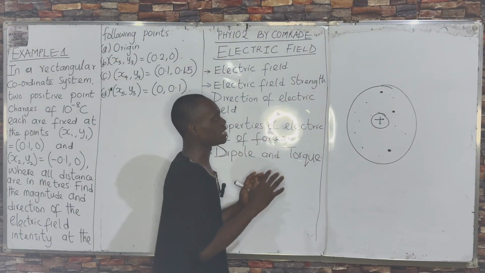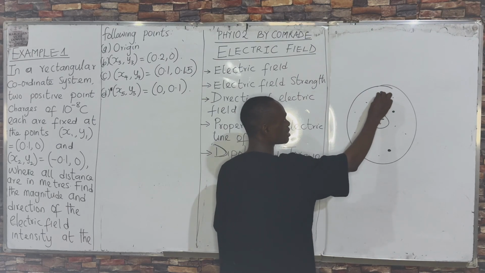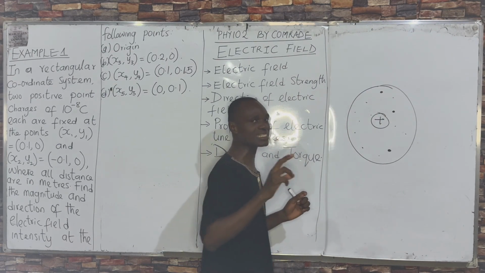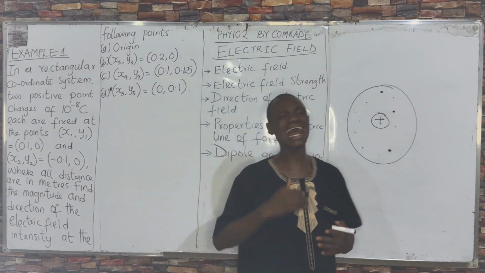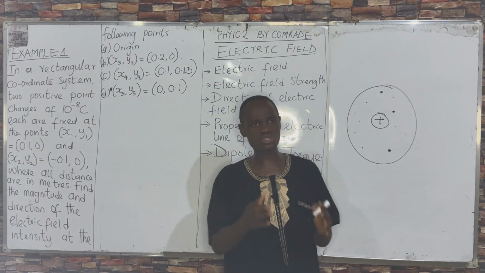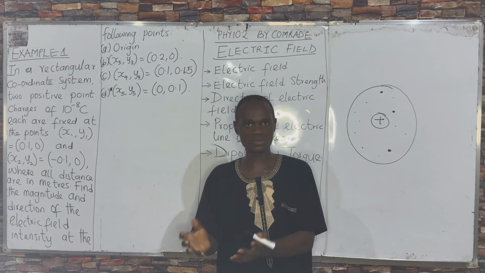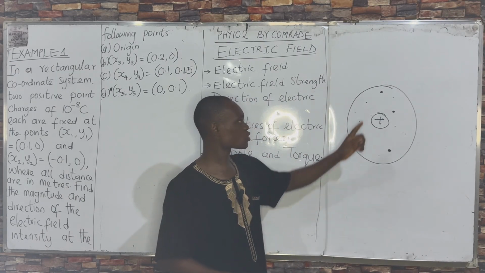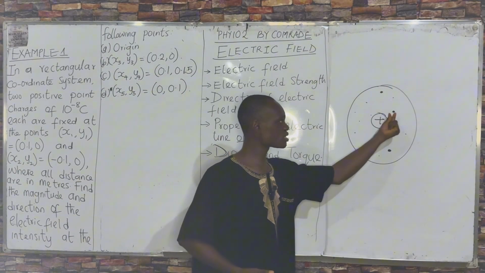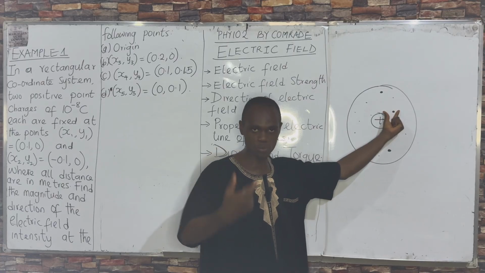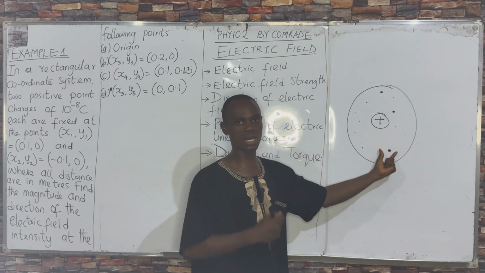So this chapter is dedicated to allowing us to calculate the strength of the field at a particular point. What we want to discuss today is how we calculate the strength of a field at a particular point in an electric field. Are you getting it? For example, if you're asked, what is the strength of the field at this point? We should be able to calculate it.